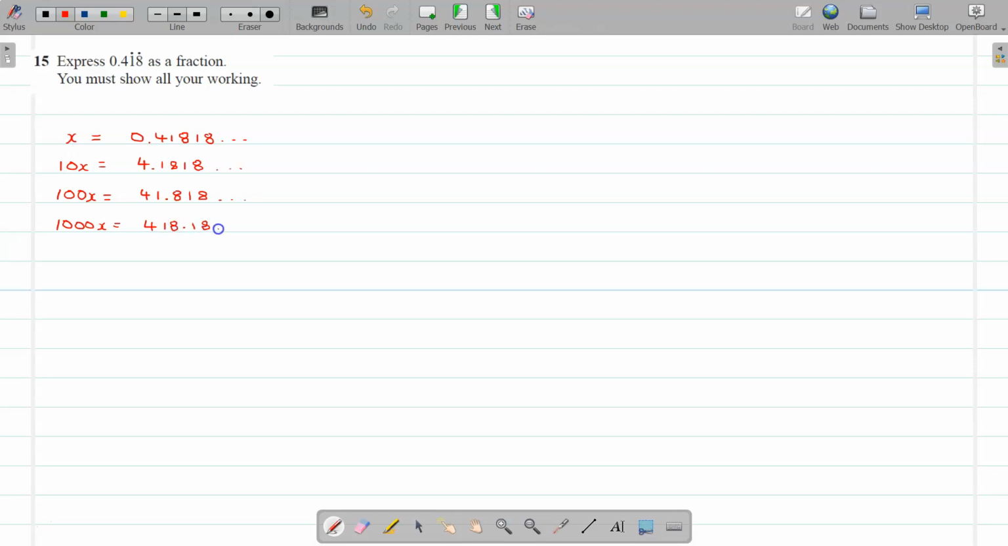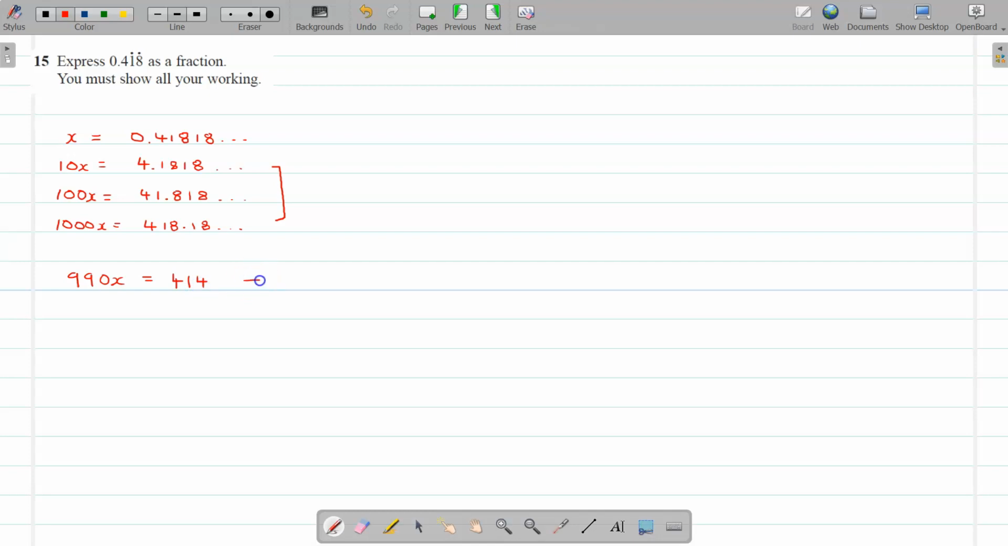And one more time and I'll see a matching pair, and that's 418.18 recurring. Okay, so what I can notice now is that these two parts both have 0.181818 after the decimal point. So if I subtract them from each other, I'll lose the 0.1818 bit. So I get 1000x minus 10x, which is 990x, and that equals 418.18 minus 4.18, which is simply 414.